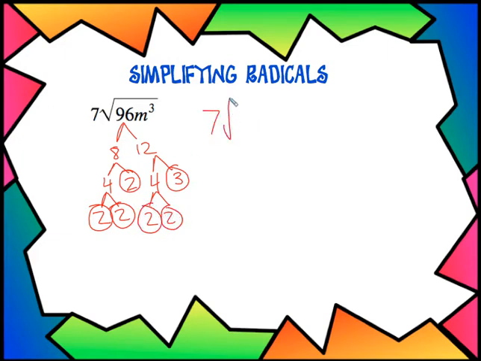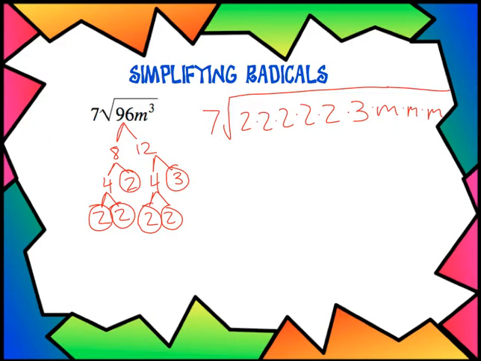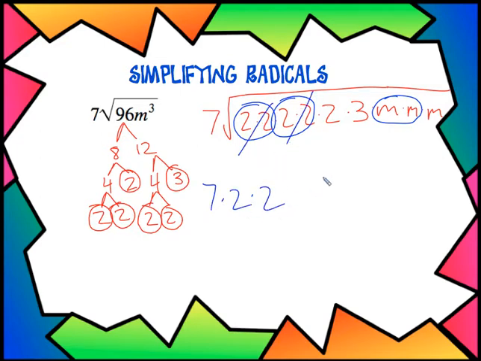So we have a 7 out here. Inside we have 5 2's and a 3, and then 3 M's. So if we make pairs, we've got a pair of 2's, a pair of 2's, and a pair of m's. So don't forget this 7's already out here. I'm going to bring out a 2 and another 2 and an m. Then I'm going to leave my 2, my 3, and my m right there.